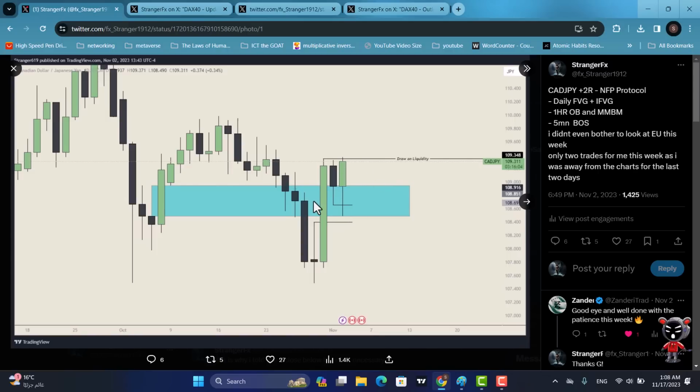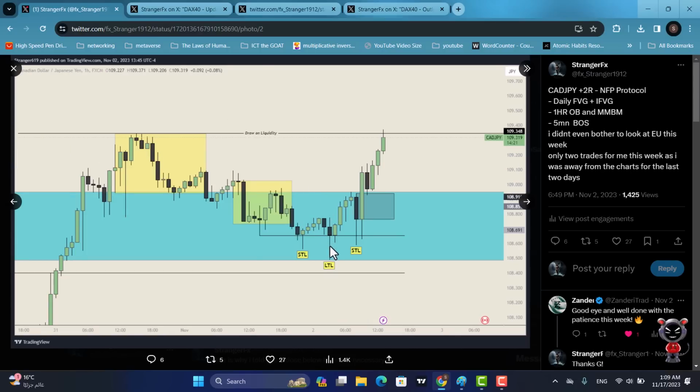So this is a great example of an inverted fair value gap that didn't work because there is no reason and there is no context for it. But here we have a context. And we also have this fair value gap right here. So internal range liquidity to external range liquidity. So, a context. Price retraces to this inverted fair value gap right here.